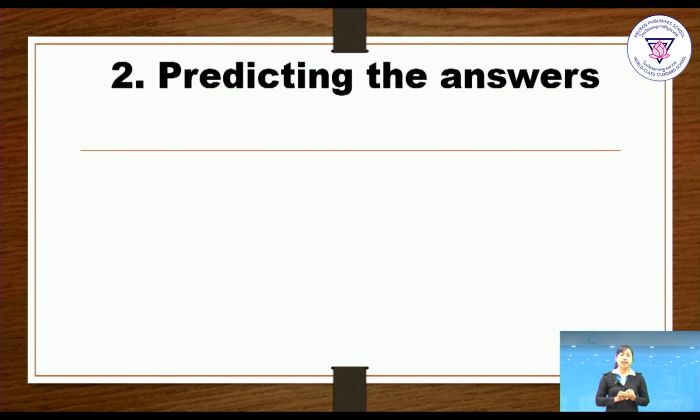The number two process of the scientific method is predicting the answers. When you predict the answers, of course, you have a notion or idea in your mind of what the answer to your question is.